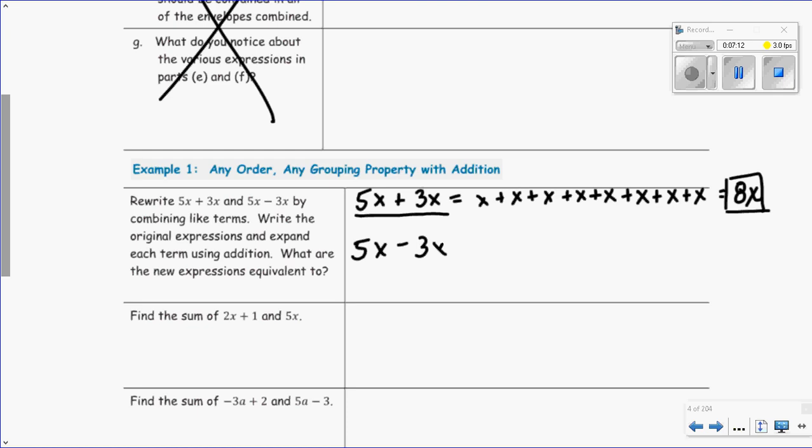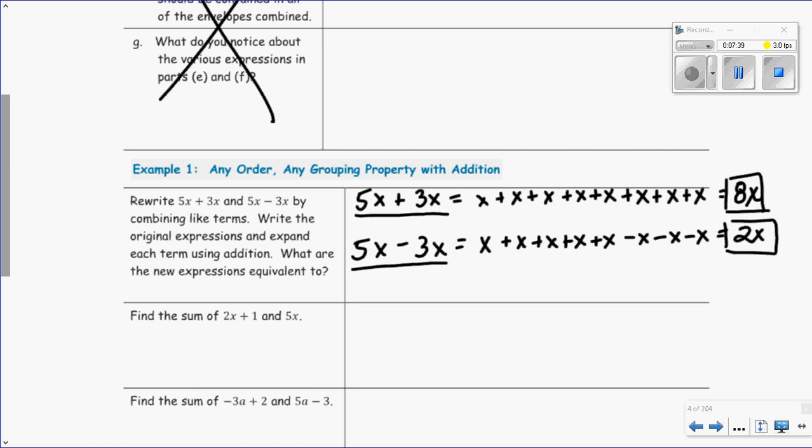minus 3x? Well, let's see, I have 5 x's, x plus x plus x plus x plus x, and then I minus 3 x's, minus x minus x minus x. So I have 5 x's, I take away 3 of those, and I'm left with 2x. Now you probably saw a simpler way to do that because they are like terms, so feel free to do that.